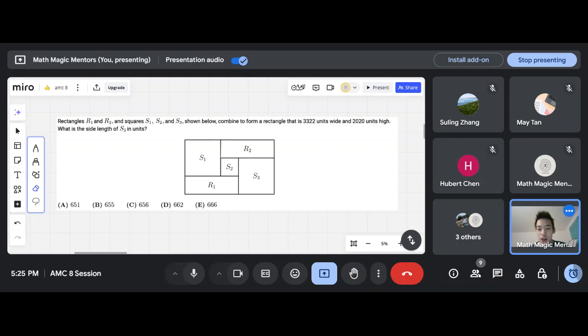Rectangles R1 and R2 and squares S1, S2, and S3 are shown below, combined to form a rectangle that is 3322 units wide and 2020 units high. What is the side length of S2 in units?